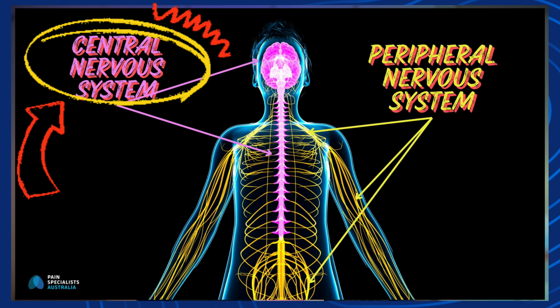Let's dive in. Now remember, there are two types of neuropathic pain. There's what we call central neuropathic pain within the brain and spinal cord, and peripheral neuropathic pain within the nervous system outside the brain and spinal cord. So let's start with the central causes of neuropathic pain.